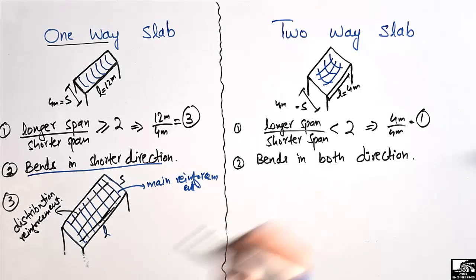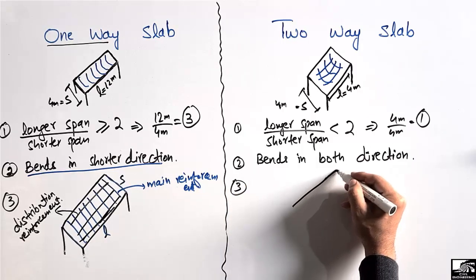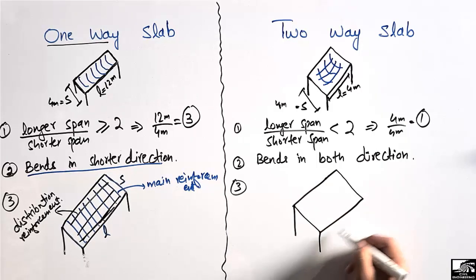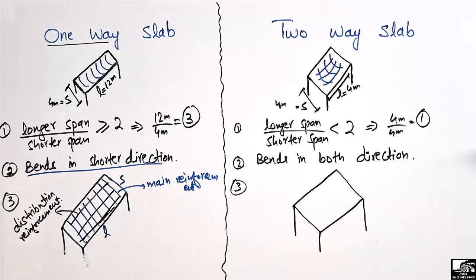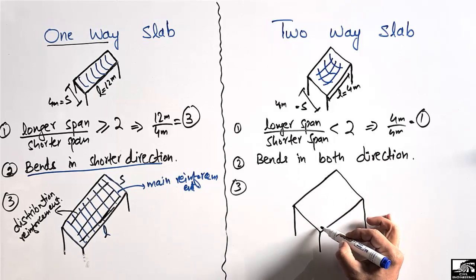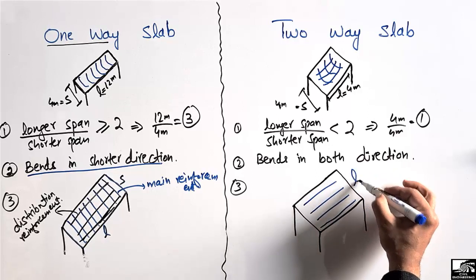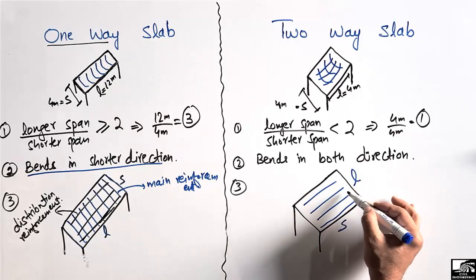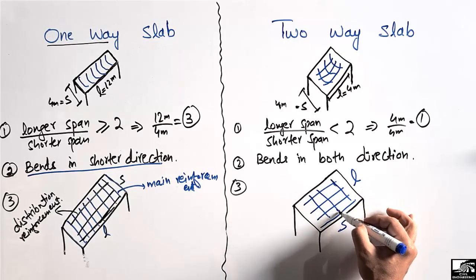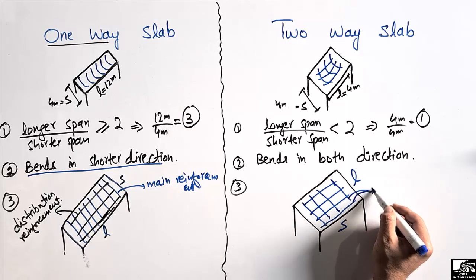In the case of the two-way slab, if we draw the two-way slab here, let's suppose they have almost similar dimensions. In this case, the main reinforcement is provided in both directions. The designer should take care that the main reinforcement is provided in both the L direction and the S direction. So this is the main reinforcement, and the main reinforcement should also be provided in the other direction. So both of these are main reinforcement.